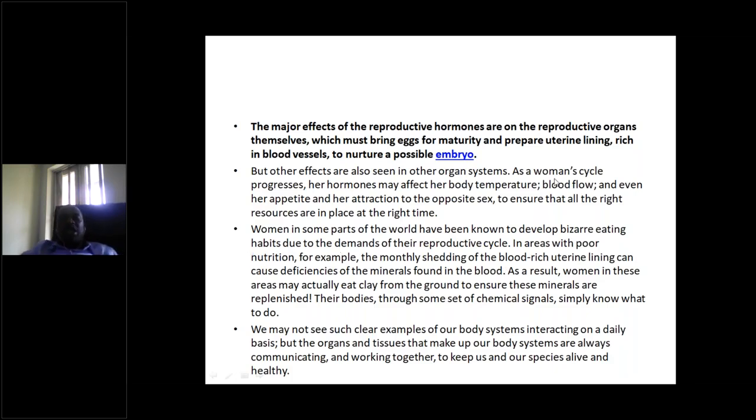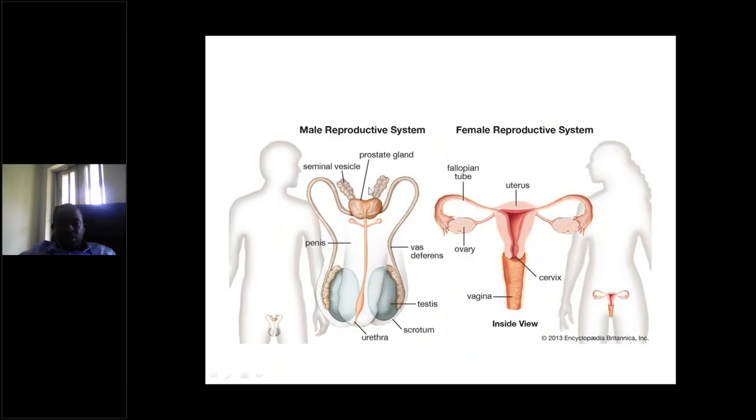So the impact of the hormones goes beyond sexual reproduction. It even affects habits. Women can eat sand, or some can eat wood. So what happens is that the hormones affect a lot in the person's emotional state and feeding behavior. Just take note of this.